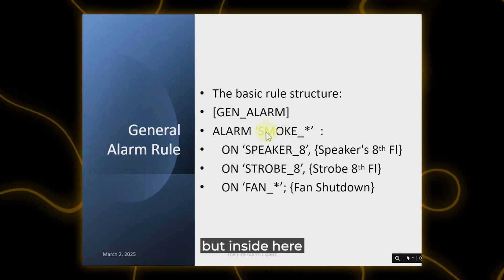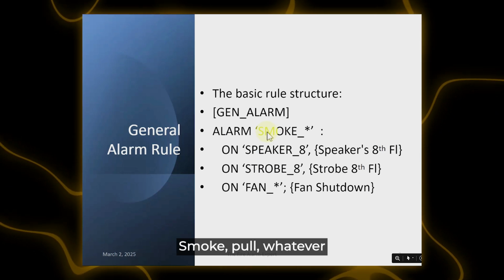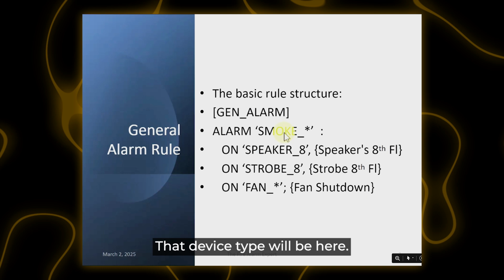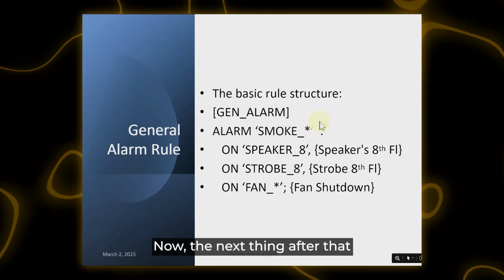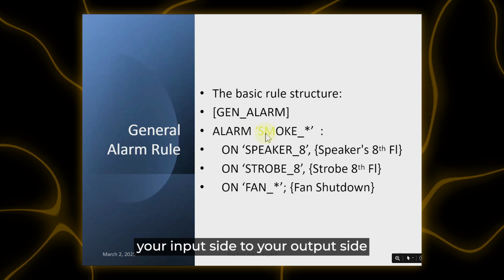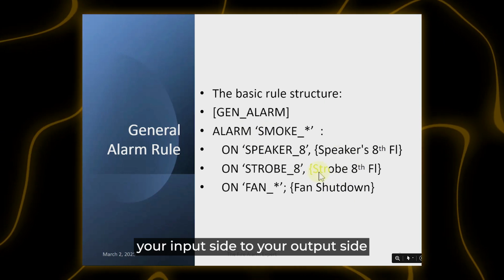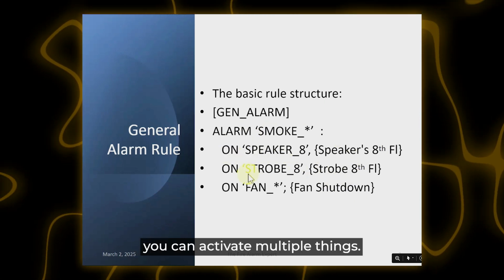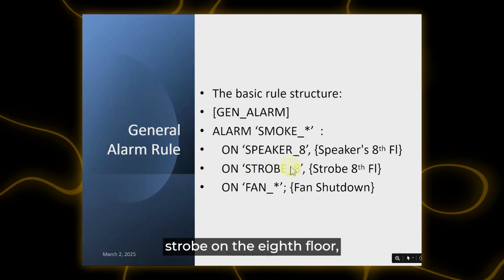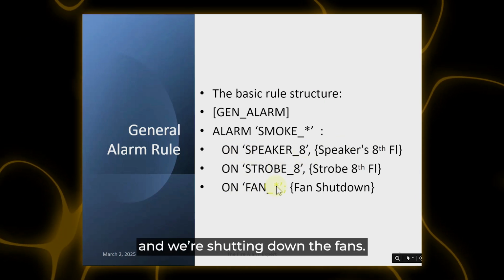But inside here is your device type. Smoke, pull, whatever you want to go into alarm, that device type will be here. Now, the next thing after that, you will have your colon. Your colon will separate your input side from your output side. And on your output side, you can activate multiple things. Here, we're activating a speaker on the 8th floor, strobe on the 8th floor, and we're shutting down the fans.